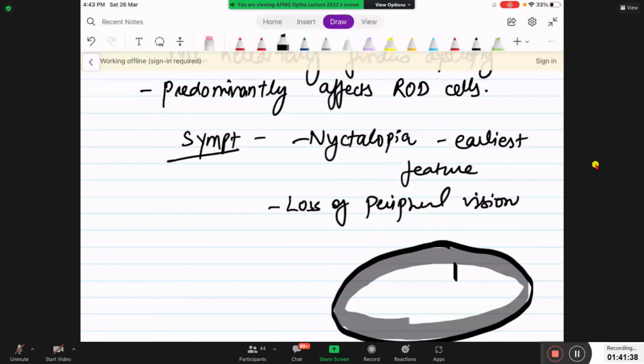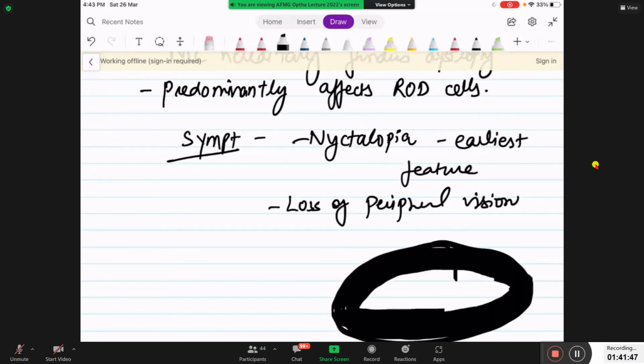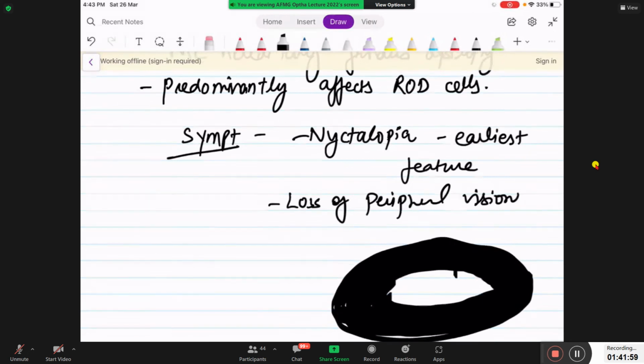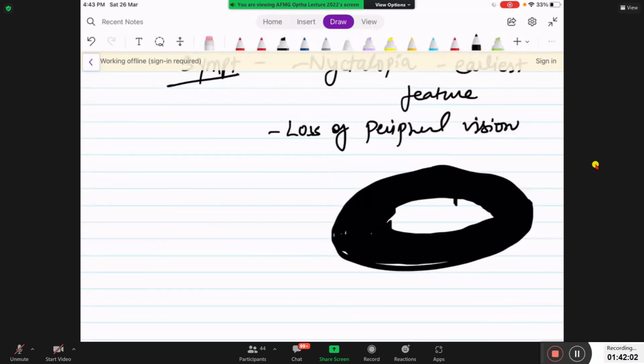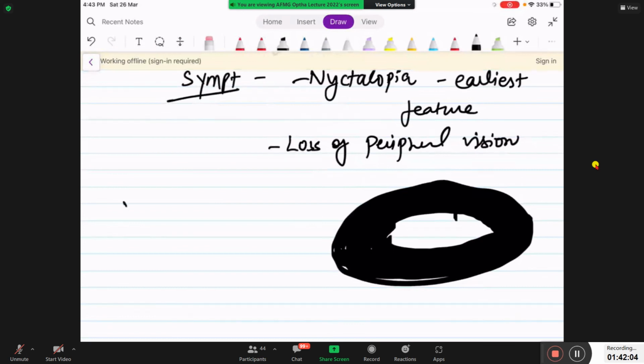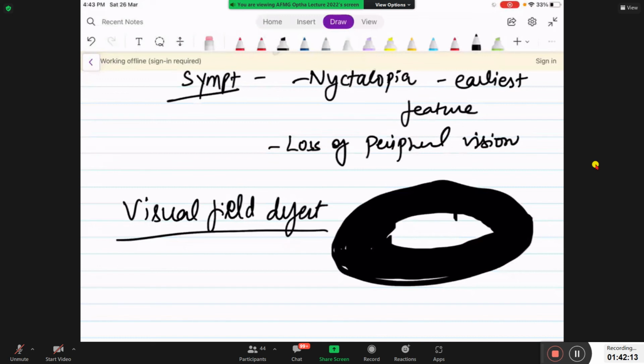Now, gradually your periphery is going because of progression of retinitis pigmentosa, right? Now, what will happen? Only the central vision will remain. The periphery is gone. Now, what is the type of visual field defect it is? Write down visual field defect. In retinitis pigmentosa, you will get a ring. This is a ring, yeah. So this looks like a ring.